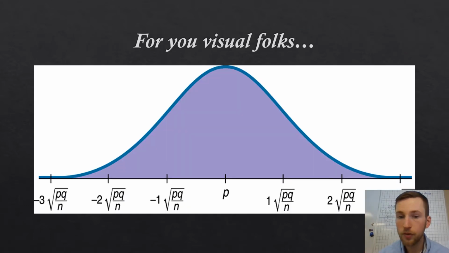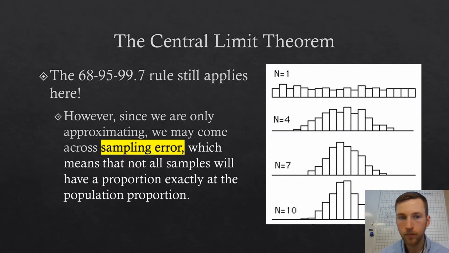So if you're more of a visual person, you see here that we are centered at p, our population parameter, or population proportion, excuse me. And then we have the standard deviations estimated using that square root of pq over n. So very nice normal curve. And this is always going to be the case for a sampling distribution. So just like with any normal curve, the 68, 95, 99.7 rule is still going to apply.